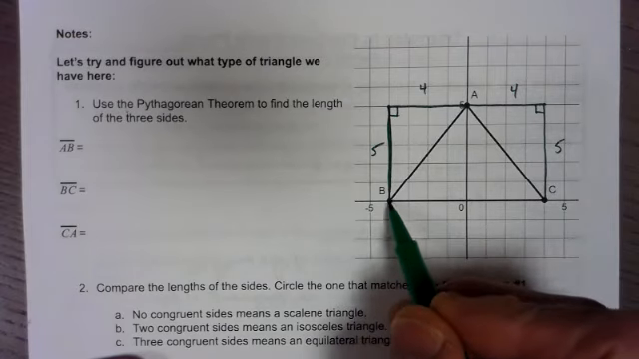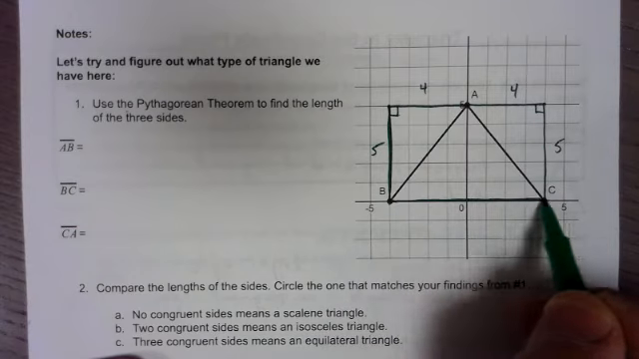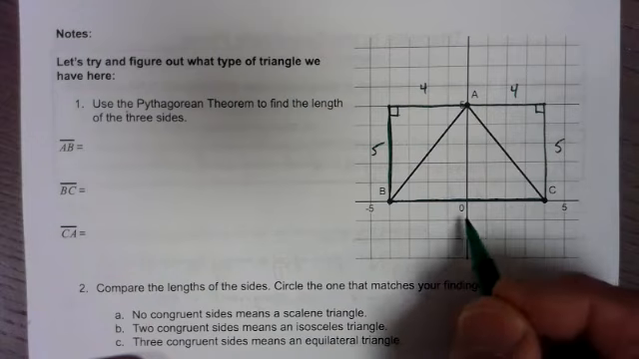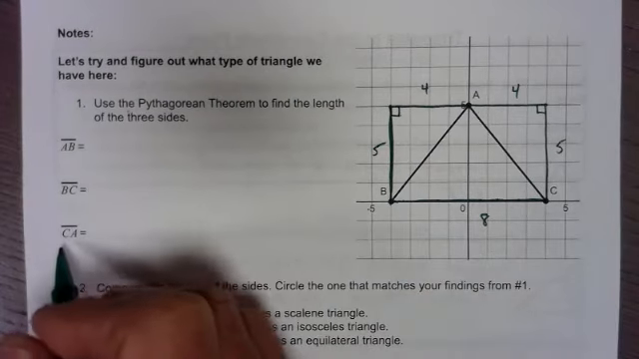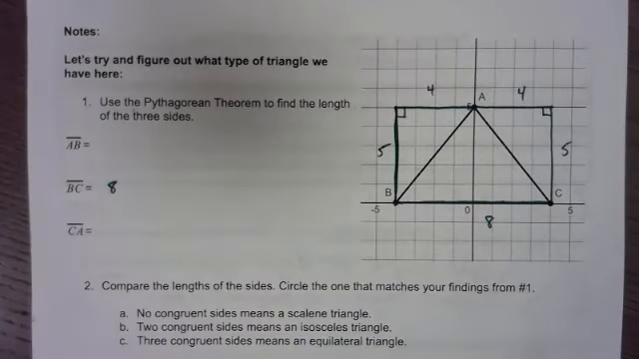This situation down here is different because from B to C, I don't have any rise. It's just a run. So I go 1, 2, 3, 4, 5, 6, 7, 8. This is 8 units long. Therefore, I know that BC is just going to equal 8 units long. So I don't have to use the Pythagorean theorem in that case because it's just a horizontal.